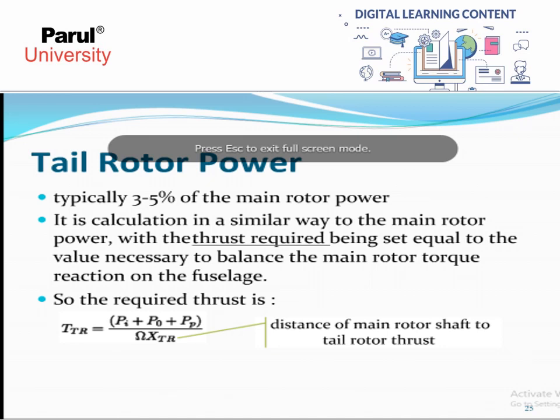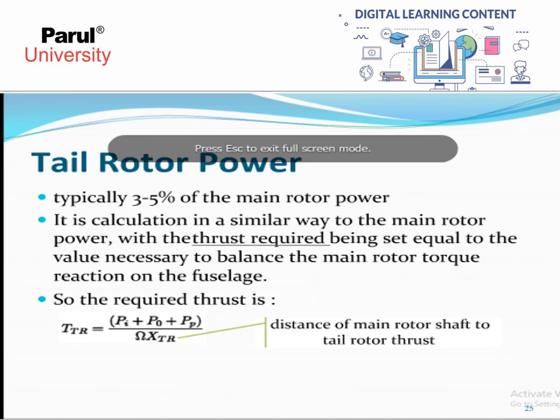Tail rotor power, typically 3 to 5% of the main rotor power. It is calculated in a similar way to the main rotor's power, with the thrust required being set equal to the value necessary to balance the main rotor torque reaction on the fuselage, so that required thrust TTR, means thrust at tail rotor, is equal to Pi plus P naught plus Pp divided by omega into XTR, where XTR is the distance of the main rotor shaft to the tail rotor thrust. Right?